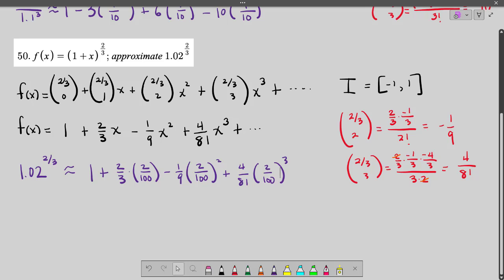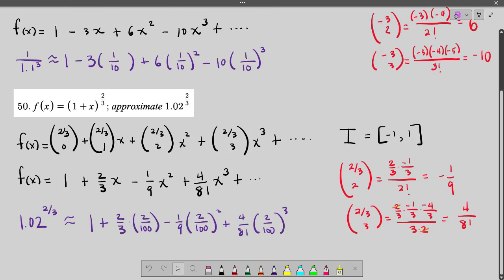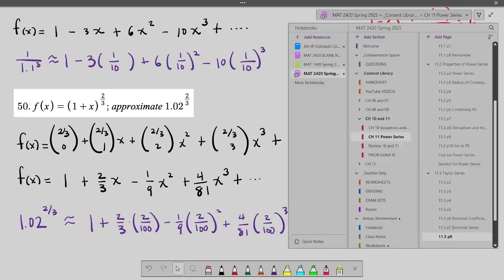All right, so that's the binomial series. So on the exam, I'll tell you when to use the binomial series. It should be pretty obvious. It's when you have a binomial raised to a power. Binomial raised to a power is the context.